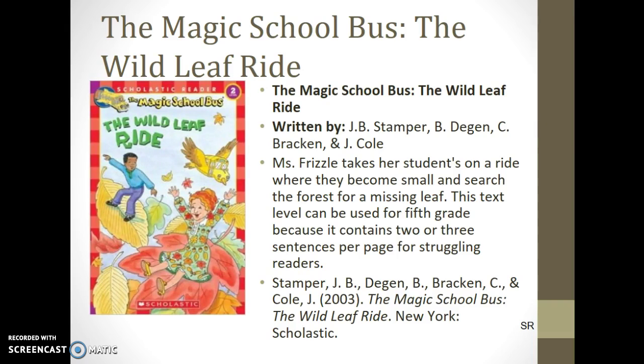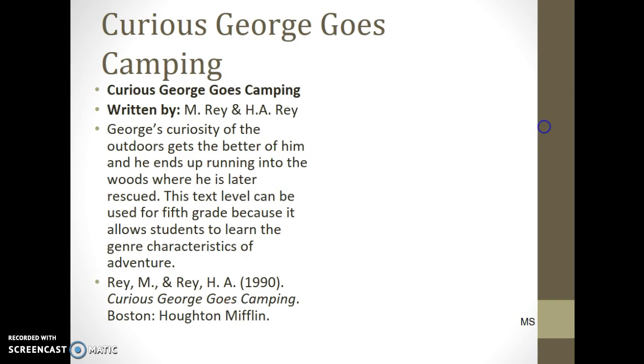The Magic School Bus, The Wild Leaf Ride. Miss Frizzle takes her students on a ride where they become small and search the forest for a missing leaf. This text can be used for 5th grade because it contains 2 or 3 sentences per page for struggling readers.